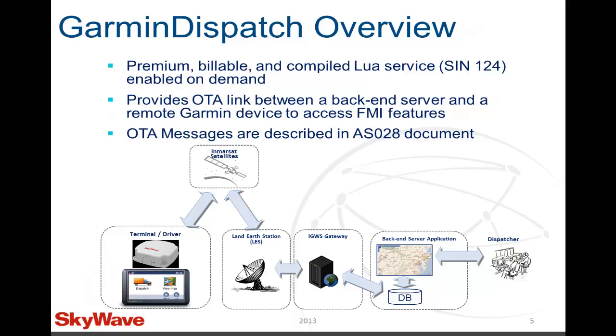It basically provides an over-the-air, or OTA, link between a back-end server application and a remote Garmin device connected to an IDP terminal to access many Garmin FMI features like text messaging, driver identification, and stops management. The over-the-air messages, properties, and features supported by the agent are described in the AS028 document.